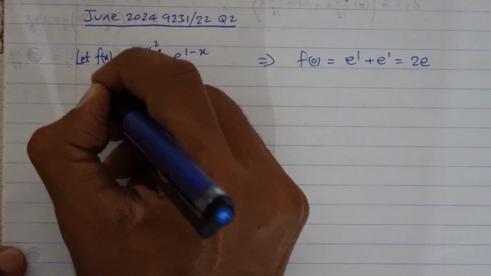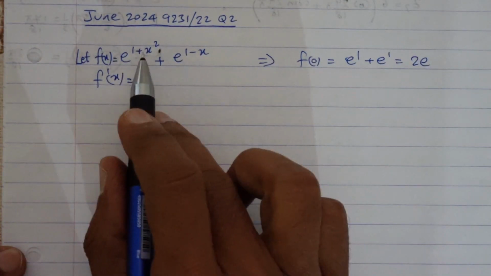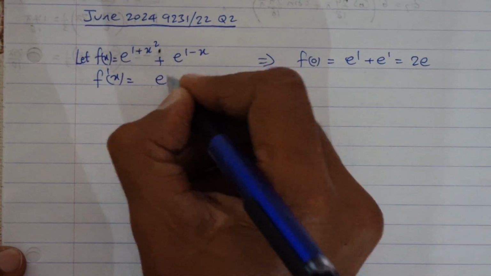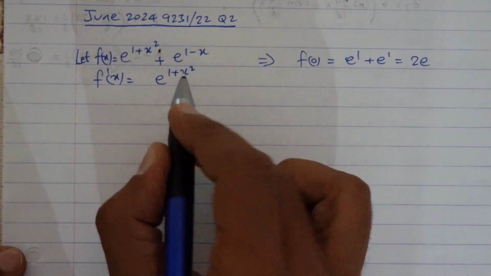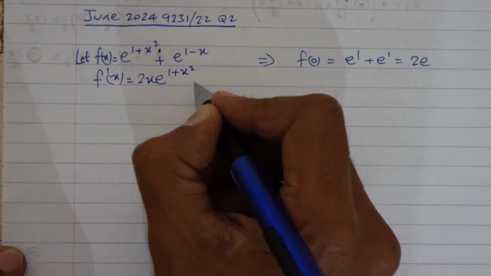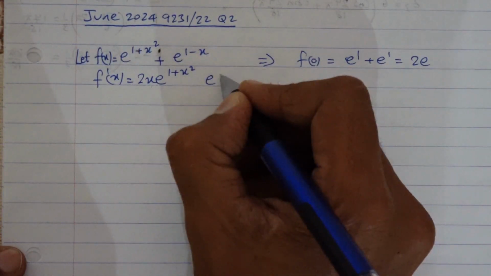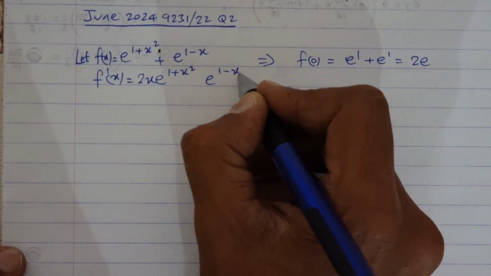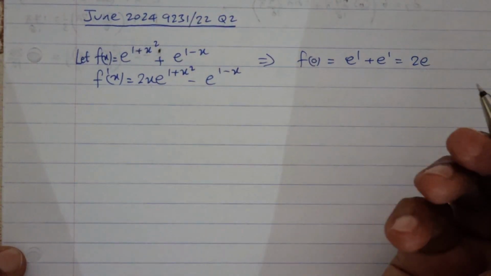The next thing I'm going to do is find the derivative of the function. So if we differentiate this, we're going to get e to the 1 plus x squared, then you differentiate the index, and here you're going to get 2x. And then plus, so we have e to the 1 minus x. Differentiating this index is going to be equal to minus 1. So minus 1 times e to the 1 minus x.